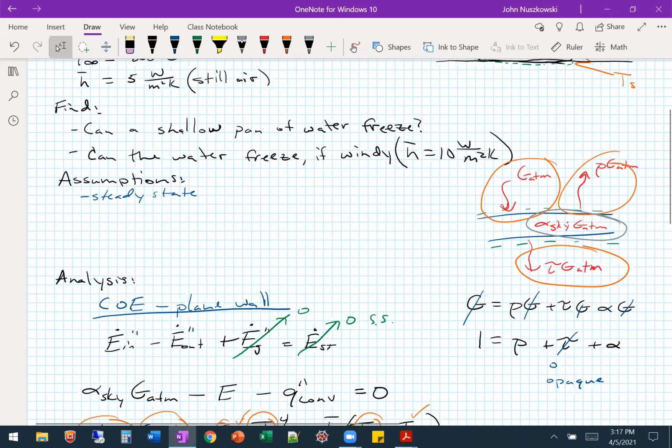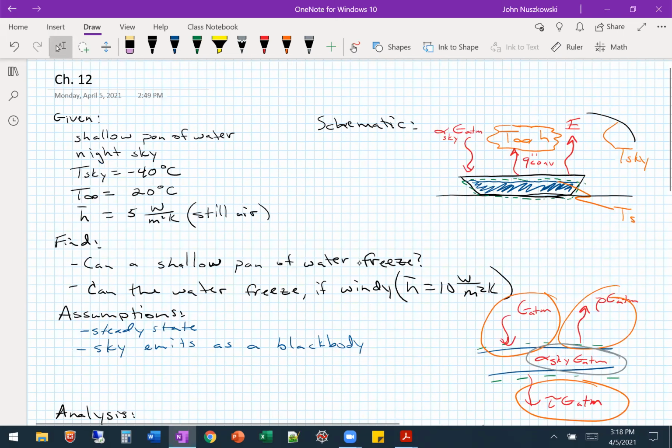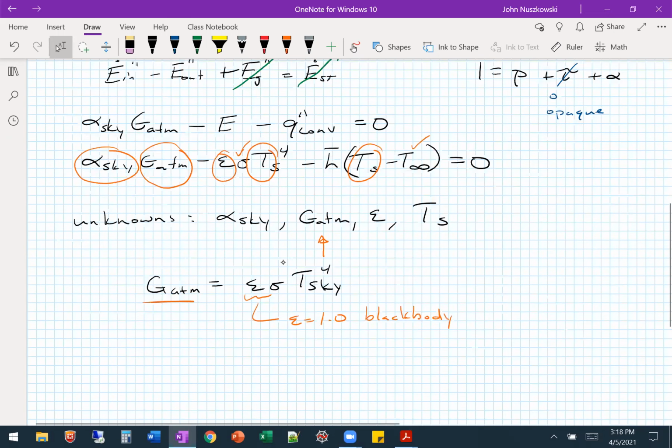So we're going to say our assumption is that the sky emits as a black body. Can you explain why we're making that assumption again? Okay, so when we're looking at our schematic, we have this G atmosphere coming in. That's the irradiation that's coming from the sky, right? So you have irradiation coming in and hitting the surface. That's the radiation coming into a surface, and it's coming from the sky. So it's leaving the sky, and then the amount of irradiation that hits us is the G atmosphere that hits this pan of water. So we're basically saying the sky emits as a black body.